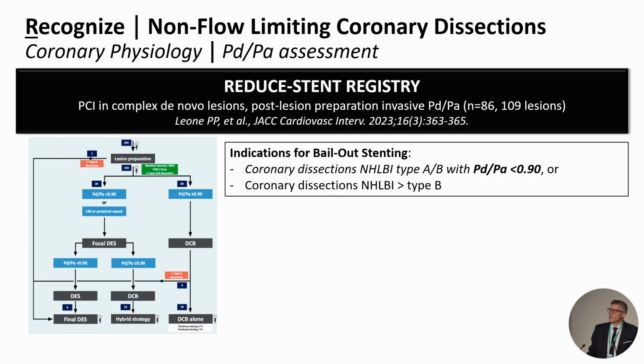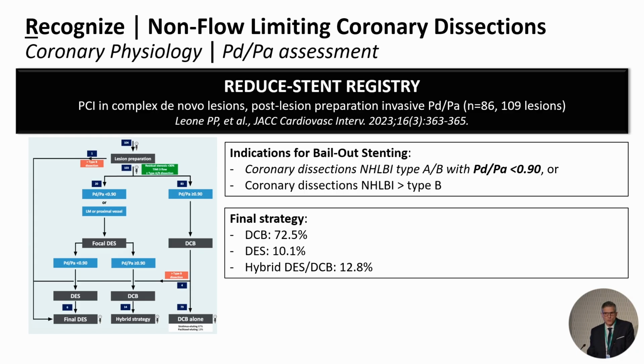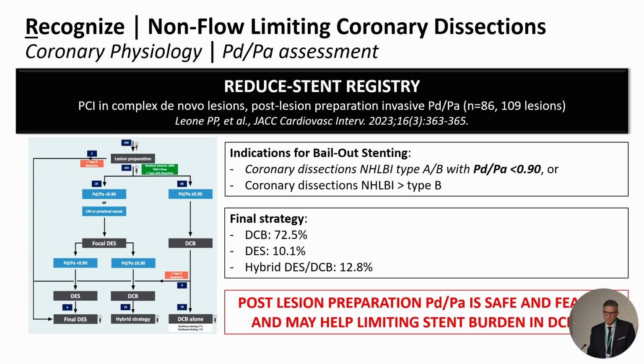We already discussed the potential interest in using coronary physiology in those lesions that have A, B, or C coronary artery dissection to assess flow. And we can see here in this nice registry from the team of Antonio Colombo, REDUCE-STENT, showing that when using a cutoff of 0.90 of PdPa in lesions with type A and B coronary dissections, this leads to a significant reduction in the burden of metal implanted in these patients, either alone or as part of a hybrid PCI strategy, with more than 70 patients treated with a drug-coated balloon.